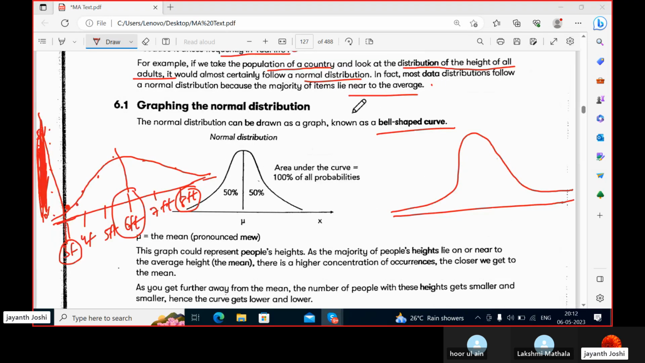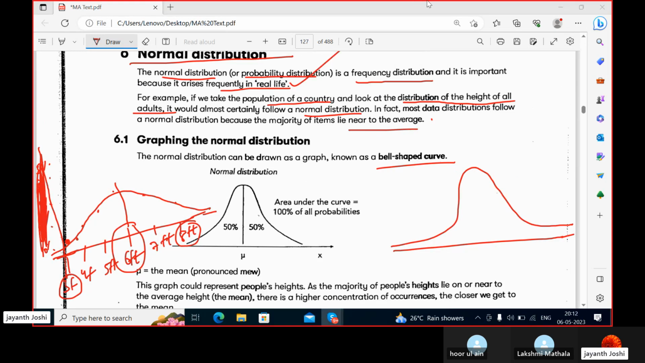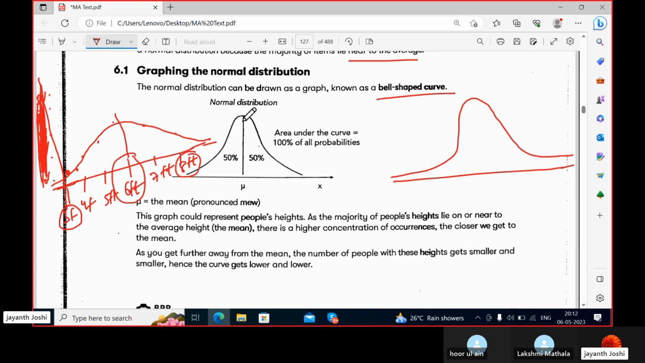So in fact, most of the distributions follow a normal distribution because the majority of the items lie near the average. You see here, this is a symmetrical bell-shaped curve. Symmetry is nothing but 50% of the data lies on the left side and 50% lies on the right side, and these two 50% show 100%. So the area under the curve is equal to 100% of all probabilities. That means all the chances of people, or all the chances of whatever outcomes you want to see, will fall in this region itself.